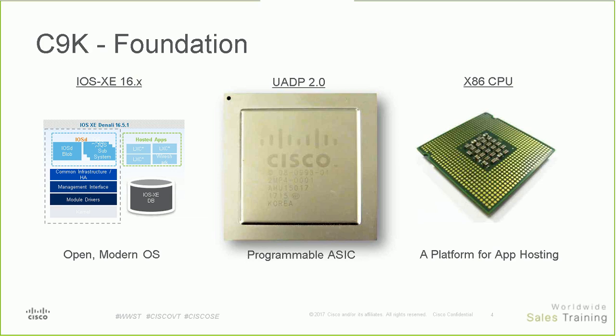Okay, so the question was, when is hot patching going to be available? 16.9, which means July 2018. So, single image, open, modular.